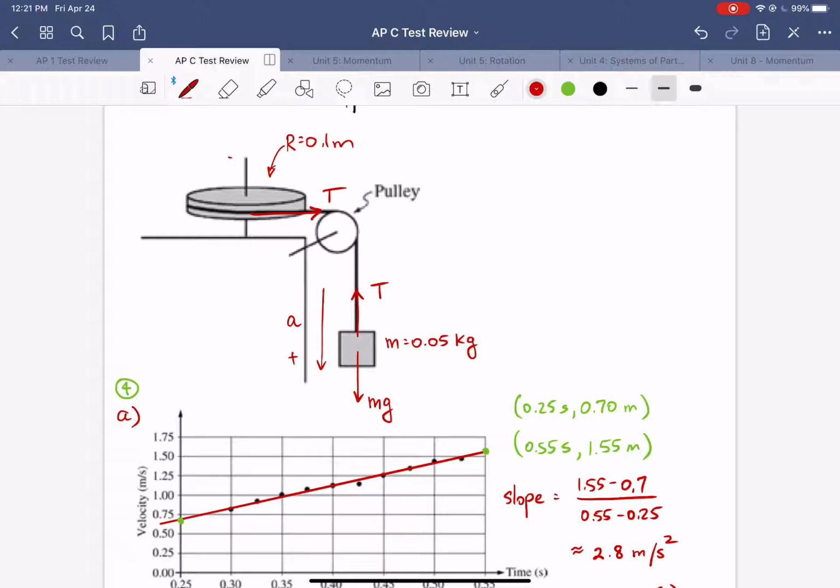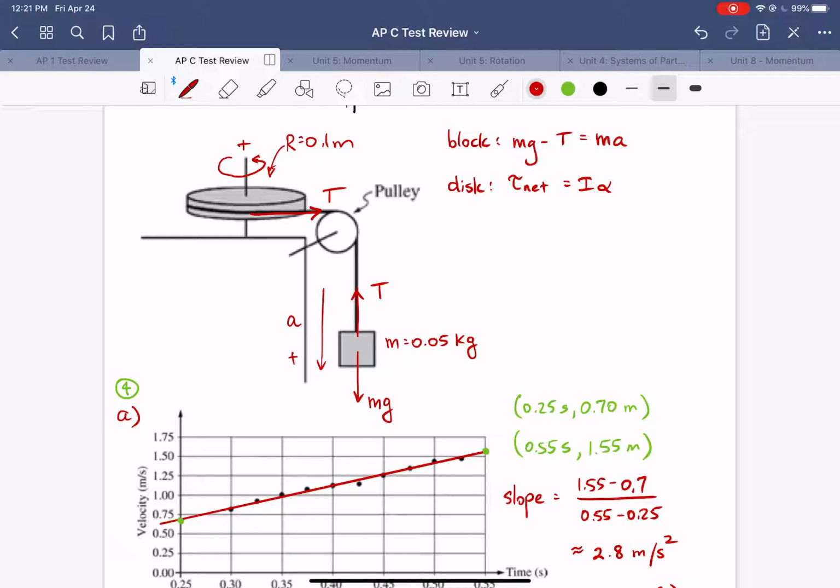And then I guess this would be counterclockwise viewed from above. That will be my positive direction of acceleration for the disk. All right, so for the block, my equation becomes mg minus T equals ma. And for the disk, my equation is net torque equals I times alpha.